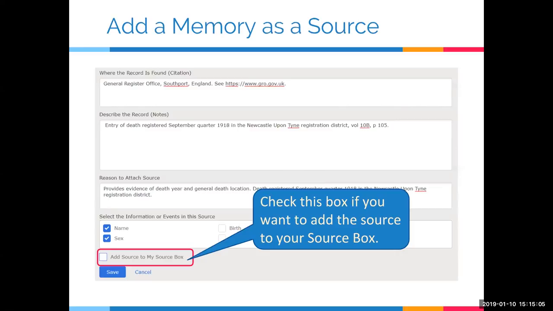I have to be honest, I actually don't use this much anymore. I used to keep all my sources in my source box, and then I discovered that anytime I wanted to see a source, I looked at it in the context of a person. So instead of running to my source box and trying to find a source, I would virtually always go to the person's page and then click on the sources tab to see the source. So that's the way I work.